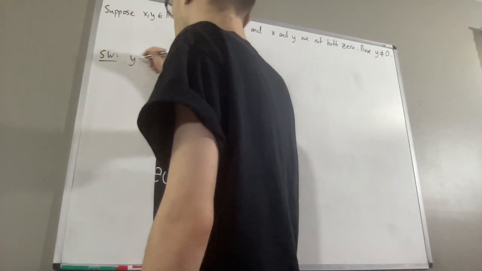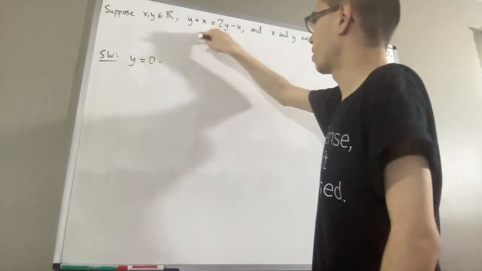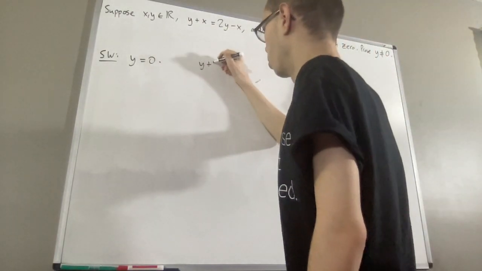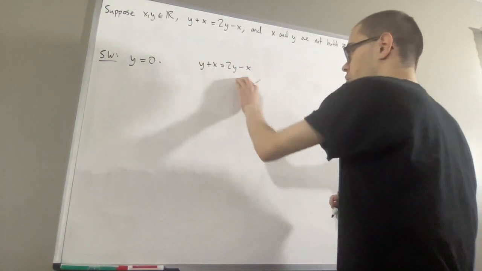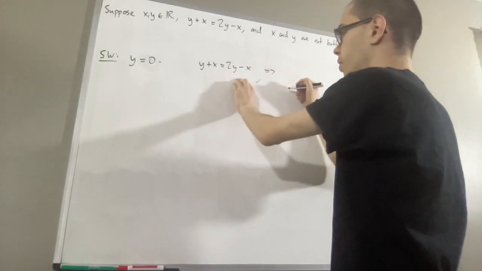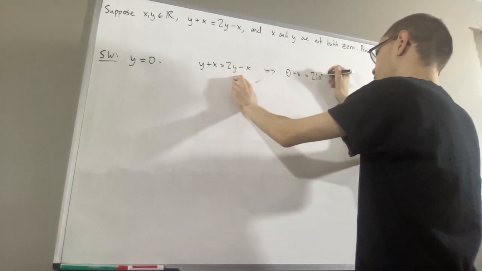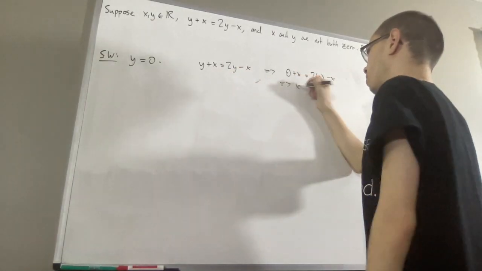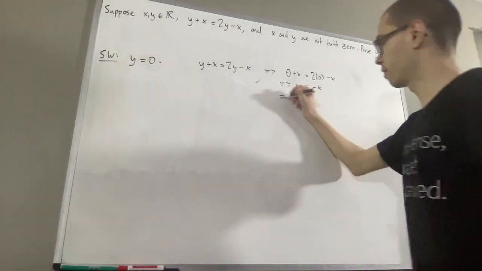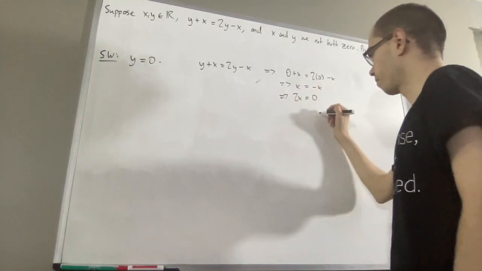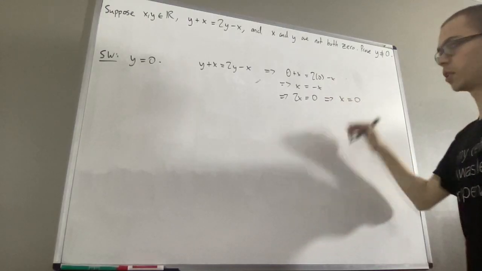What happens if we assume that y is equal to 0? Well, let's write down this equation, which is what we're given. Since y is equal to 0, we can substitute y for 0. So we get 0 plus x equals 2 times 0 minus x. That tells us x is equal to negative x. We just add x to the other side, we get 2x equals 0. But then you just divide 2 to the other side, and we see that x is equal to 0.